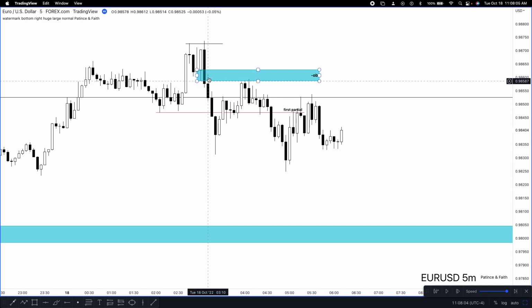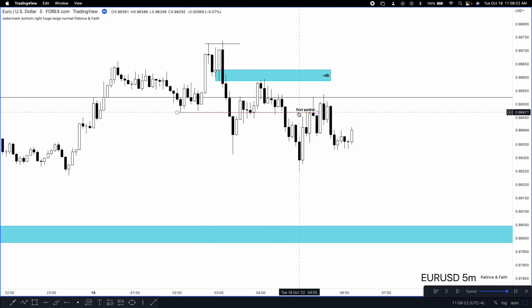After price took that out, I waited for price to pull back up inside of this nice order block. What's my order block? This last up-close candle, the displacement candle here, energetic, not a wick, not a small candle. This is an energetic candle after we've already taken out liquidity. Price pulls back up inside of here, I take my entry here, and my stop loss goes above here.